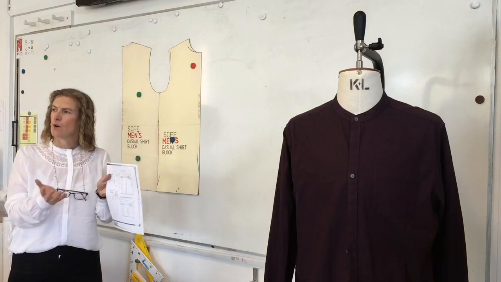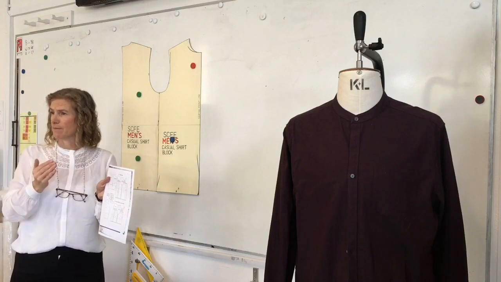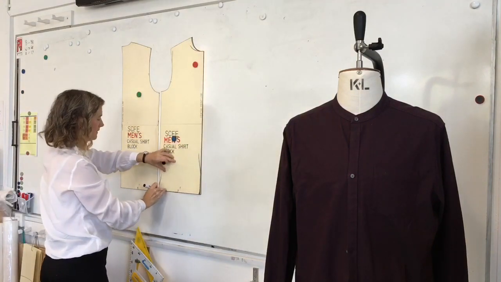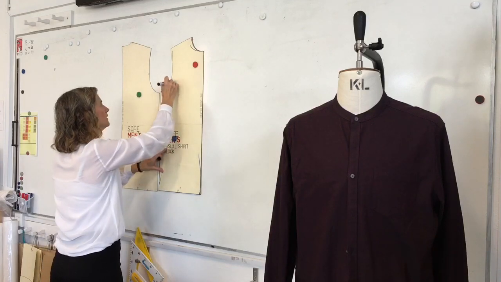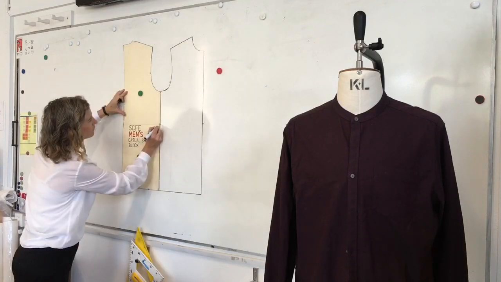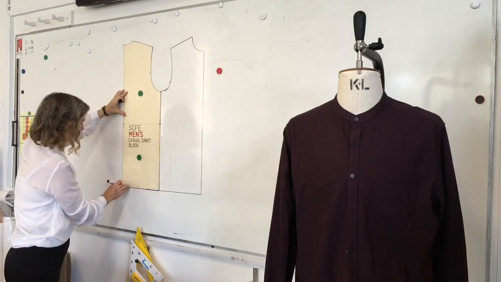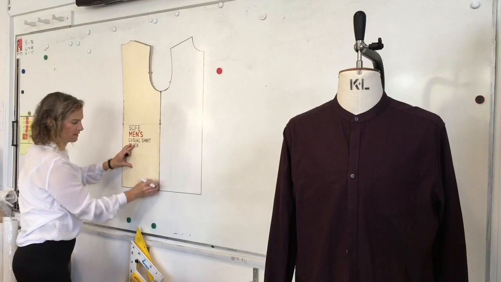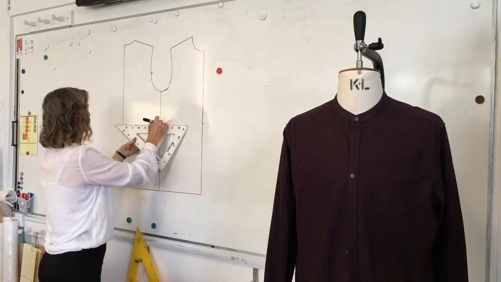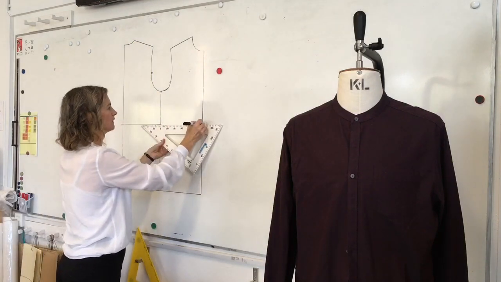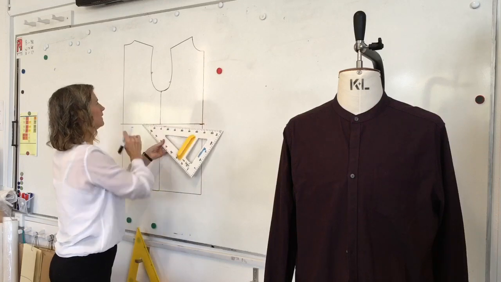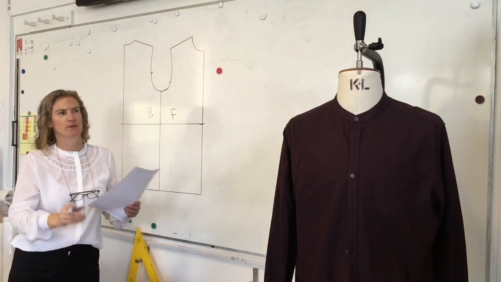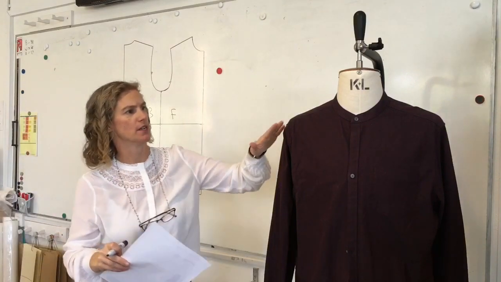We're going to do all our adaptations. We're going to put seam allowance everywhere. And a big F and a big B can be helpful. So again, a bit like the trousers, I do have this shirt here.